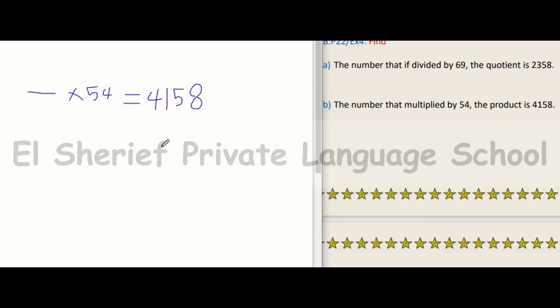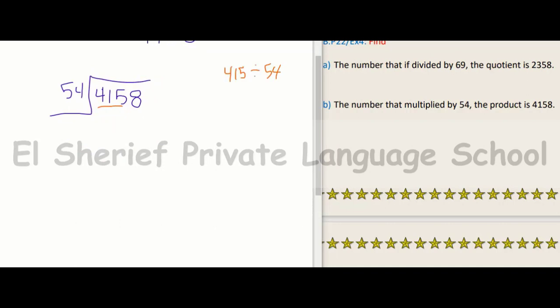So here, by using long division, 54 divided into 4158. Let's start with two digits. So we take 41, but 41 is less than 54. So we will take the third digit. So here we have 415.